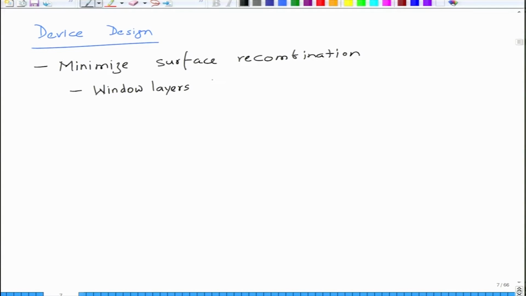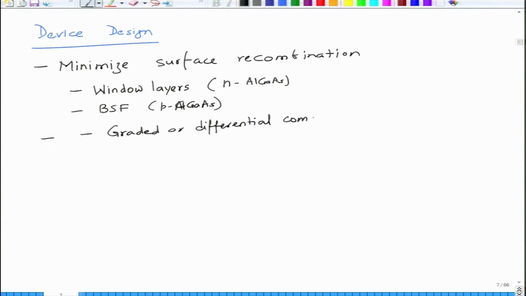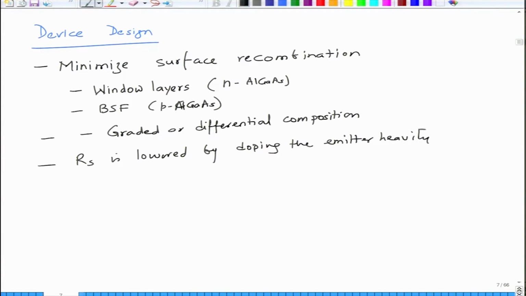for example N type aluminum gallium arsenide, and you can use back surface field layers which are P aluminum gallium arsenide to reduce the surface recombination. Often one also uses graded or differential composition in the semiconductor itself to slow down the carriers, and the series resistance is generally lowered by doping the emitter heavily, so that leads to reduction of series resistance in these materials. So these are certain considerations which are used for gallium arsenide solar cells.